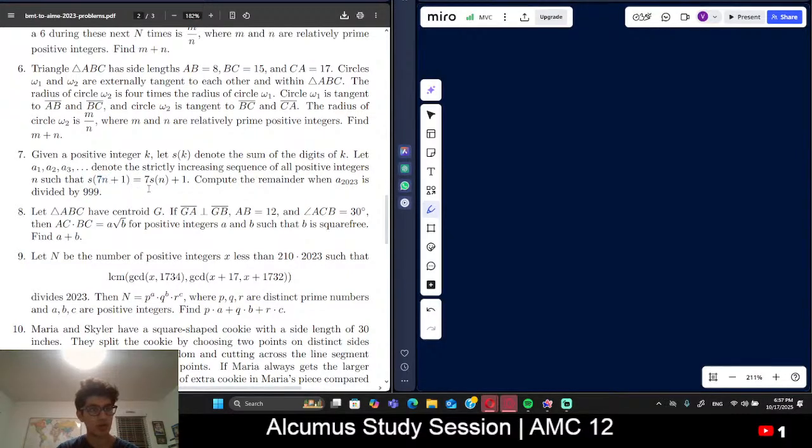Okay, so we want to find the 2023rd term in this sequence that satisfies this, right? And so what is the sum of the digits of k, right? Yeah. So the sum of the digits of k, what is that going to be? S of 7n plus 1.